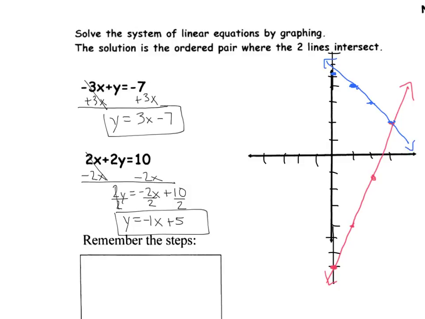And so you can see where they cross is right there. It's 3, 2. So my solution to this problem is 3, 2.